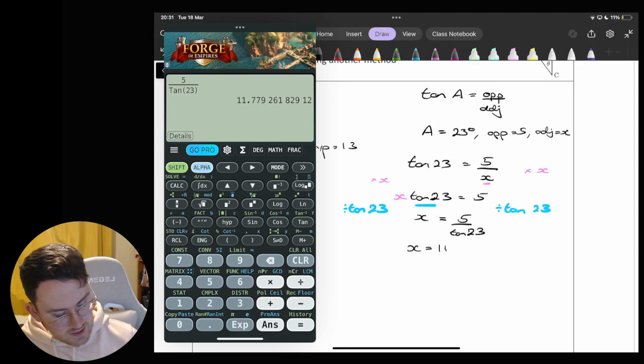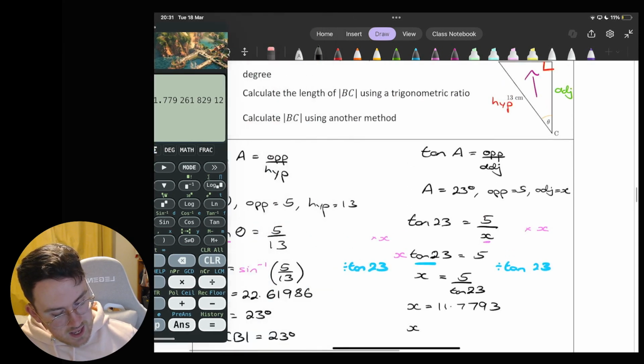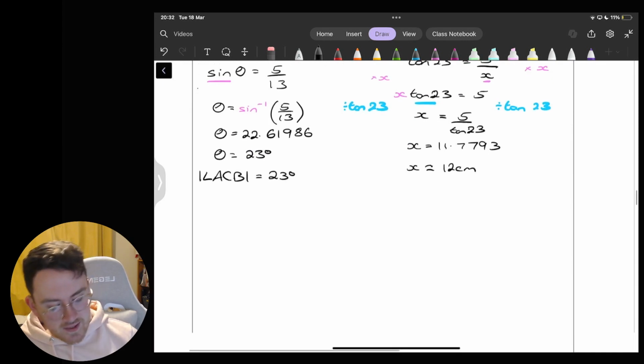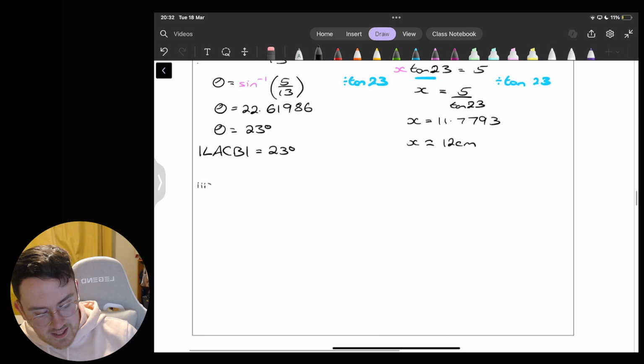Okay, 11.7793, but to the nearest, we weren't given any advice on this one, so let's go to the nearest centimeter for 12 centimeters here. The last part, part 3, said find it in any other way.